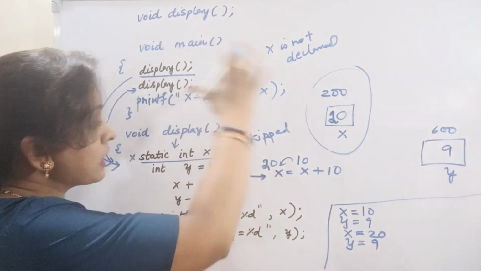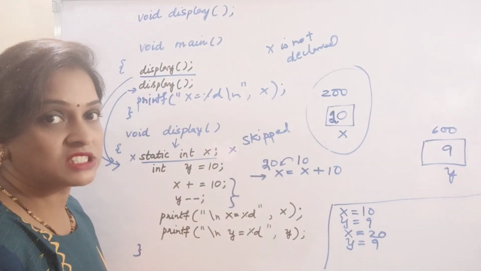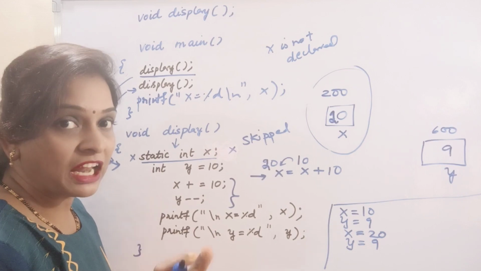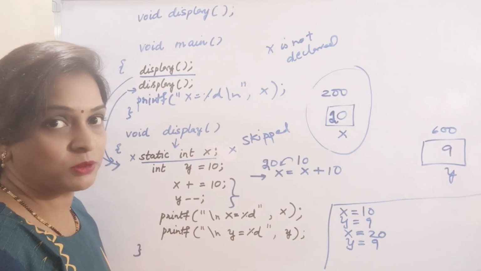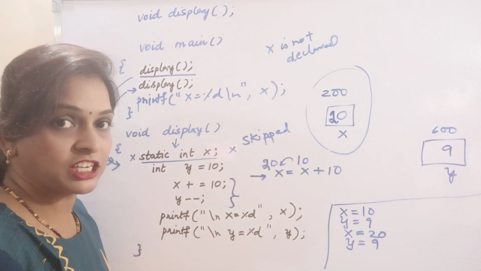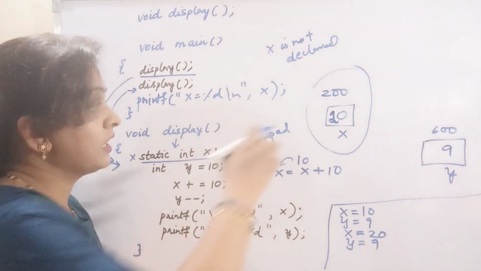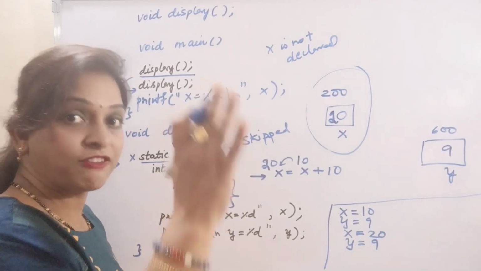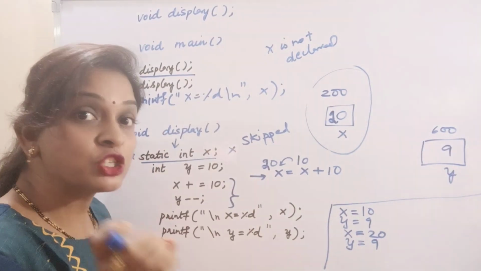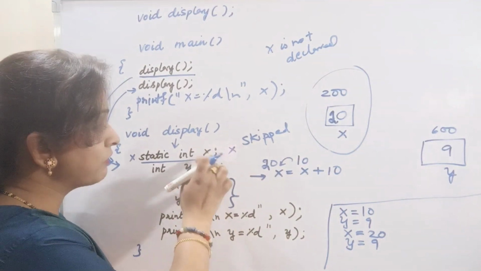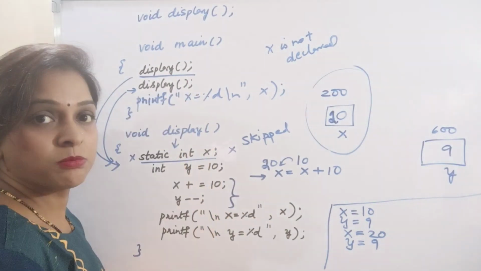So the lifetime of x is throughout the program because the value of the static variable will not be reinitialized. So it will be alive till the end of the program. When the program ends, it vanishes. But till the program is active, x will be active. The lifetime is throughout the program. But the scope is local to the block where it has been declared. You can only print the value of x in this block, not in that block.